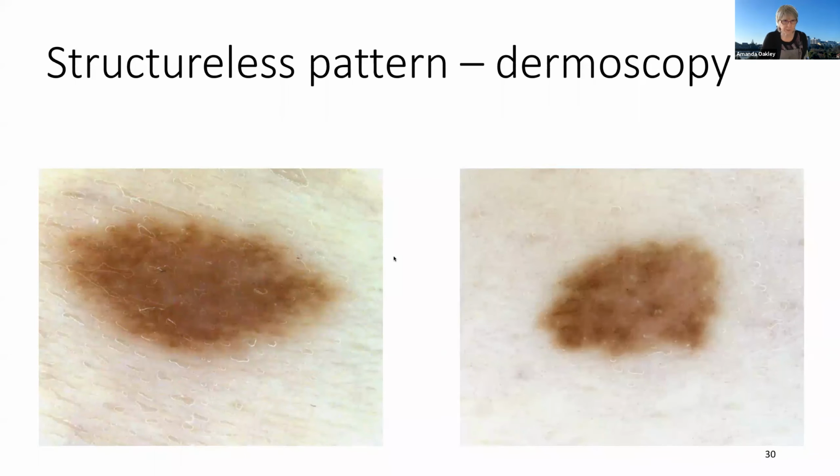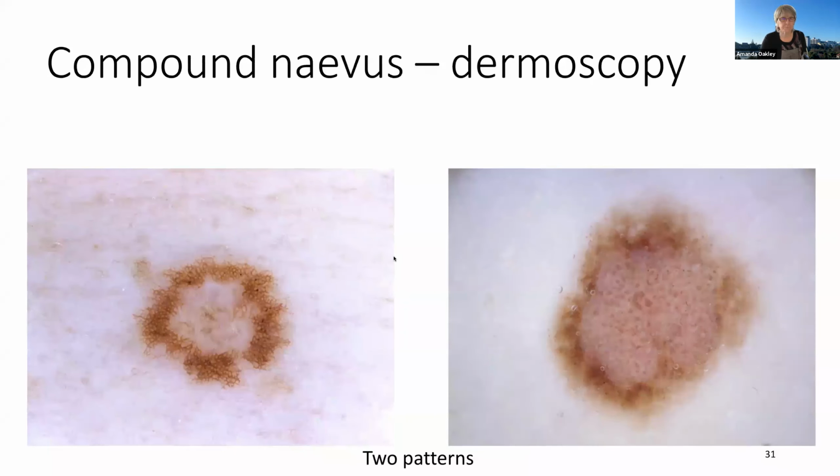The structureless pattern may only be seen in the center of a lesion, or it may occupy the whole lesion, just a single color or several shades of the same brown, or in darker skin, bluish, grayish, blackish colors. Dermoscopy of a compound nevus requires two patterns. Generally, the central area is structureless and the periphery is reticular, but there are variations.